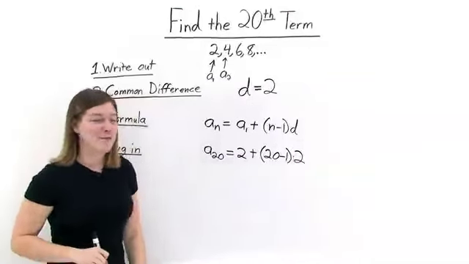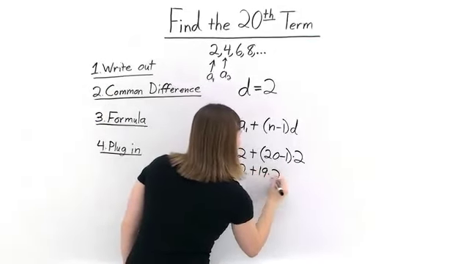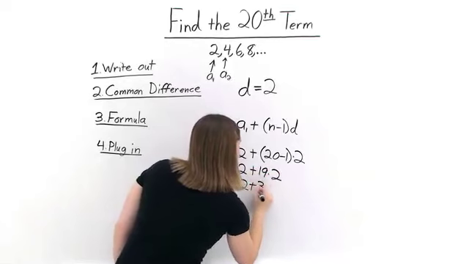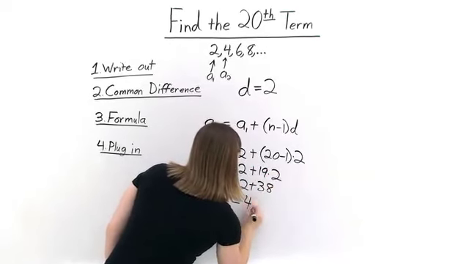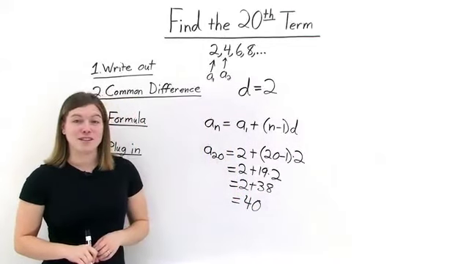Now all we need to do is simplify. So we have 2 plus 19 times 2, or 2 plus 38, or 40. So 40 is the 20th term in this sequence.